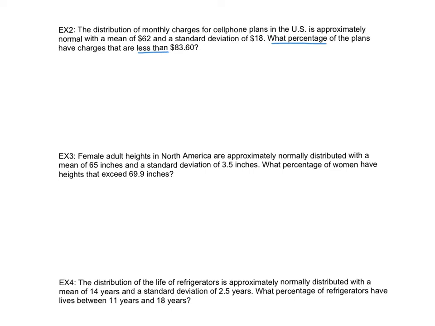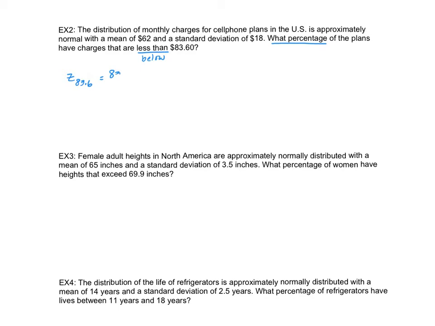So the percentage less than, or the percentage below 83.6, well, I have a problem. 83.6, that's a data item. The $62, that's the mean. The standard deviation is $18. I don't have a z-score, so I cannot use the table. So sometimes you're not given the z-score. You have to first find the z-score. And in this case, it's for the data item of 83.6.